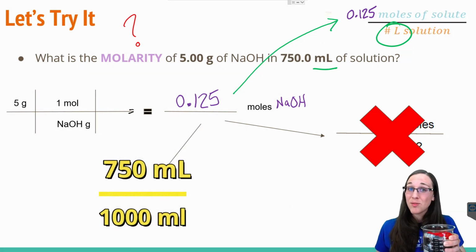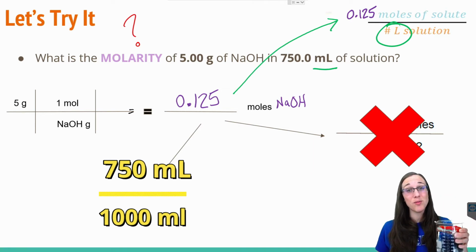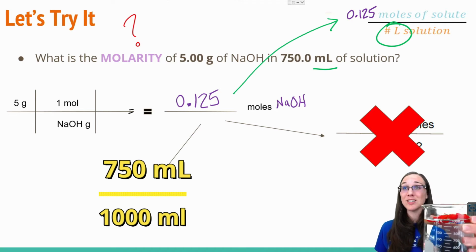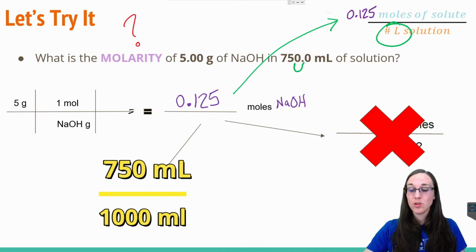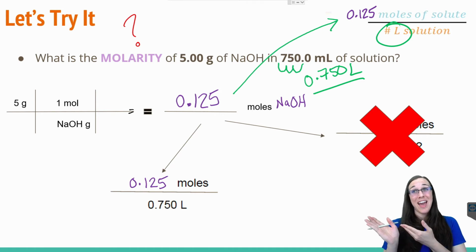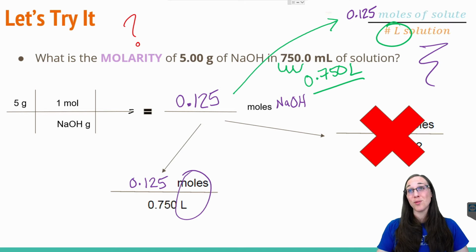In other words, remember that 1 liter is 1,000 milliliters. That means we have to move the decimal on 750 back 3 times because there's 3 zeros in 1,000. So moving the decimal back 1, 2, 3 gives us 0.750 liters as our denominator. So the correct setup should look like that, 0.125 moles over 0.750 liters. Notice that our units are in moles per liter. That is what we were aiming for, molarity.